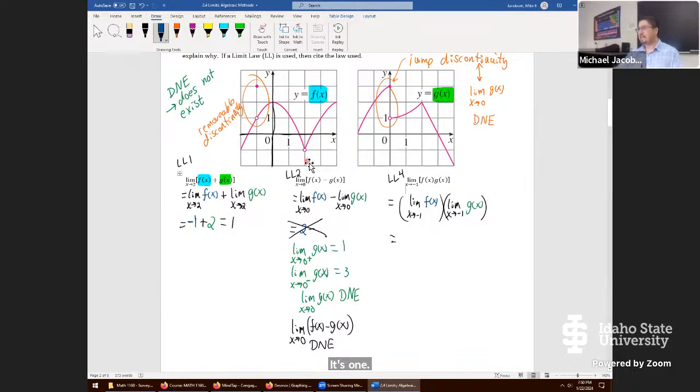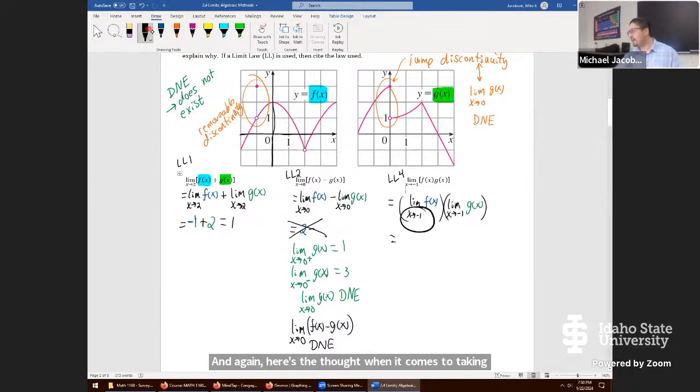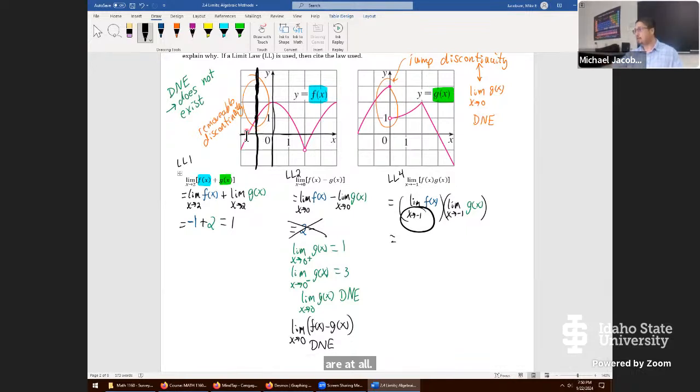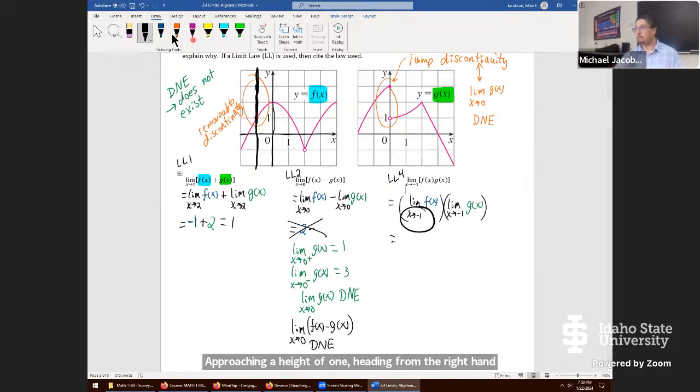Good call, folks. And again, here's the thought. When it comes to taking limits, the actual value at -1 is irrelevant. Imagine the graph like this. Imagine that line's a little bit thicker. Doesn't matter where the open and solid circles are at all. They could be totally, completely undefined or redefined in different ways. But as you head in from the left-hand side, it's approaching a height of 1. Head in from the right-hand side, it's coming down to a height of 1. That means the limit overall, as folks said, is 1. Definitely kind of a strange process. That's why we're looking at so many graphs to get a feel for it. But any other questions, folks, on this limit here?